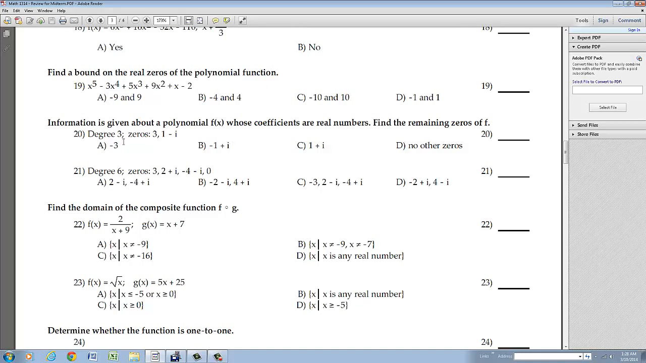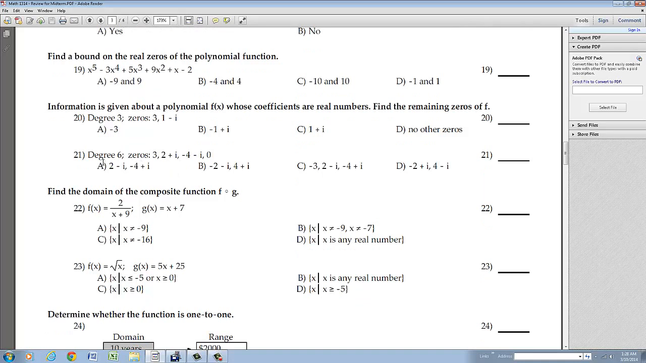So in this one, they tell me, okay, degree 3, and it has zeros of 3, and notice it's degree 3, so you expect 3 zeros. So I've got 3 and 1 minus i. Well, if 1 minus i is a zero, then the conjugate of that, which would be 1 plus i, would have to be a zero. So the answer to that one is C.